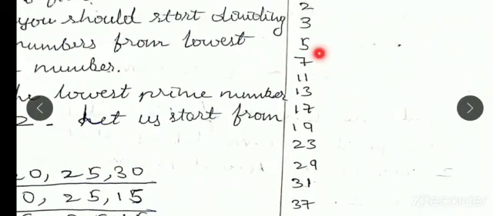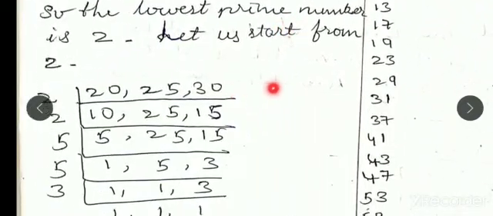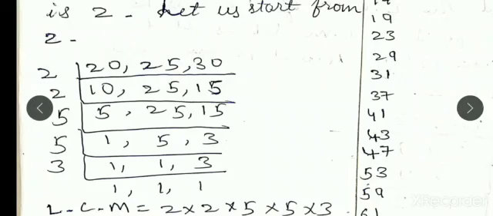In this, which is the lowest prime number? The lowest prime number is 2. That is 2. So I will start from 2. I will divide 20, 25 and 30 by 2.